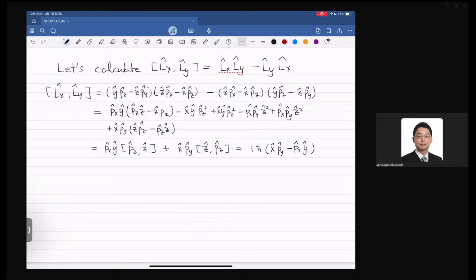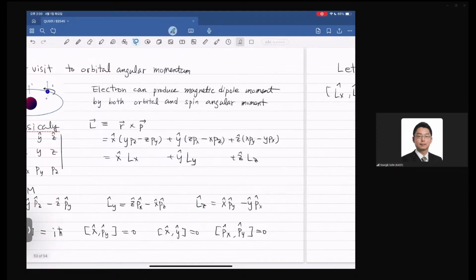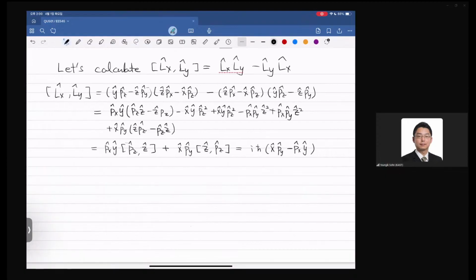And then XPY minus PXY, according to our definition here, is, what is that? It's this one. It's LZ, so it becomes very simple. Okay, it's actually not 0. You cannot swap their orders randomly. The commutation is non-zero, actually giving you another operator, iħ LZ.